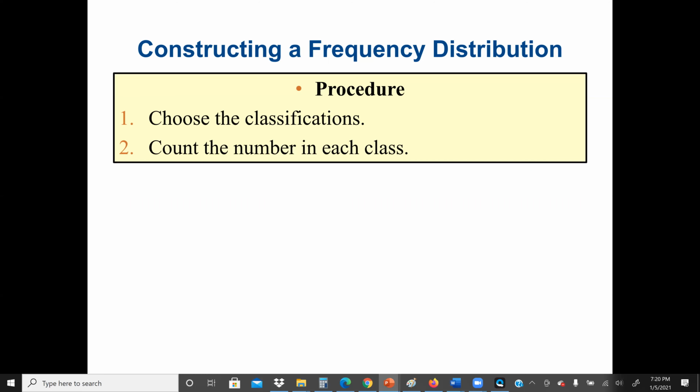So this is the procedure, as we said. First, we need to choose our classification. Then we count the number in each class. So the second step will be our frequency column. In this case, we're going to have two columns, one for the classes. If they are different cars, the color, then the frequency will be the count of cars with different colors in each class.